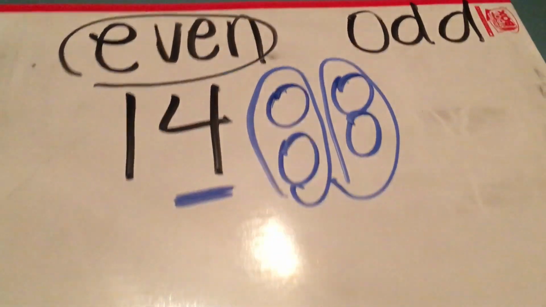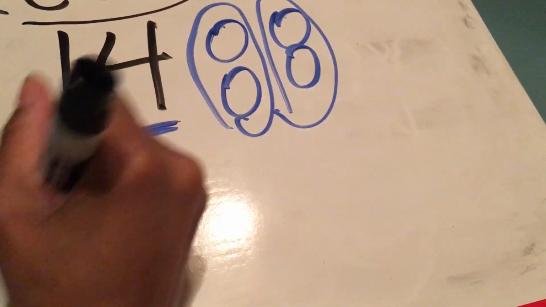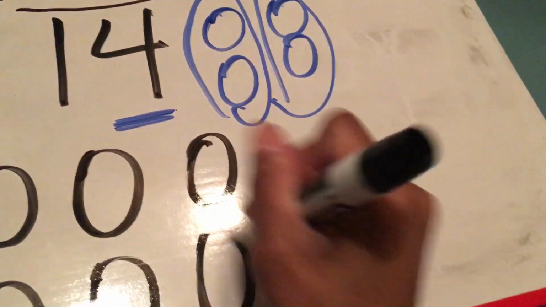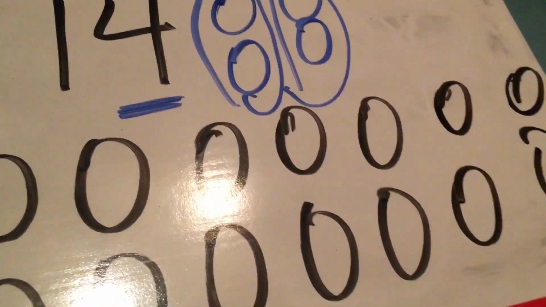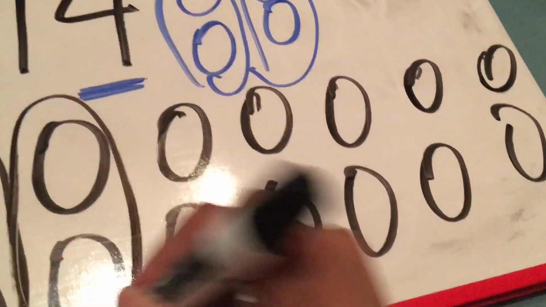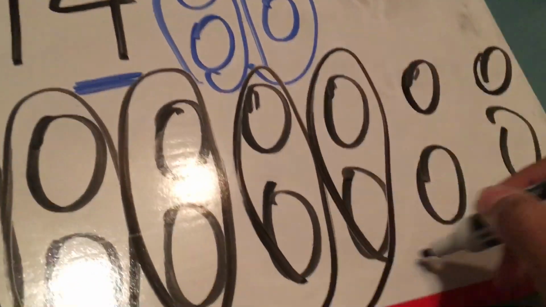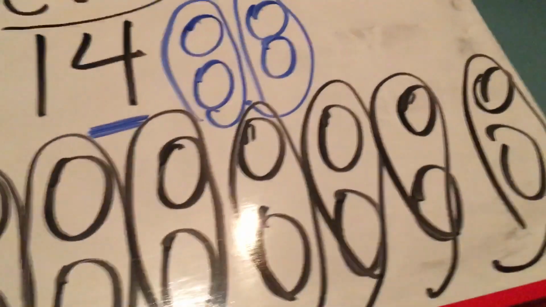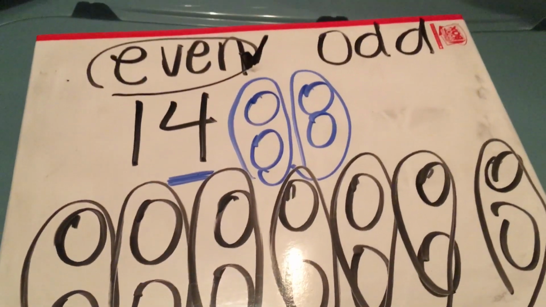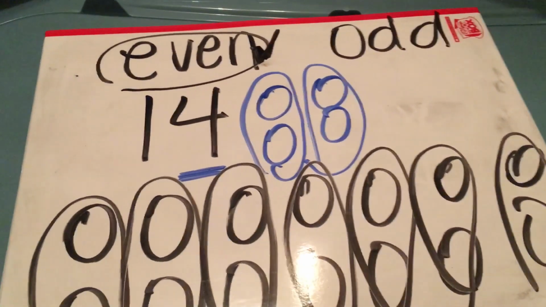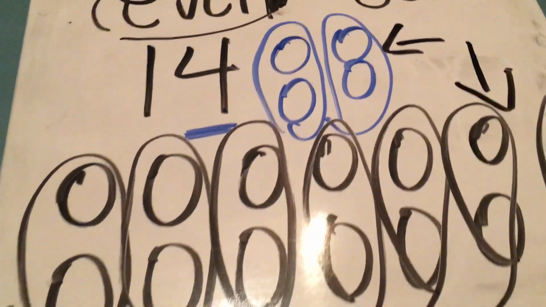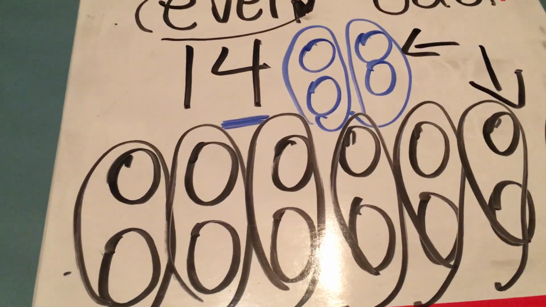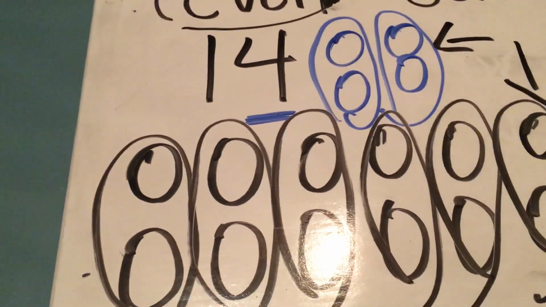So just to check and make sure, I'll go ahead and draw the 14 circles. 1, 2, 3, 4, 5, 6, 7, 8, 9, 10, 11, 12, 13, 14. We're going to loop the pairs. And look at that. Told you 14 is an even number. Remember, it was way quicker to draw just the 4 circles than having to draw all these circles. So whenever you have more than 1 digit, always look at the last number.